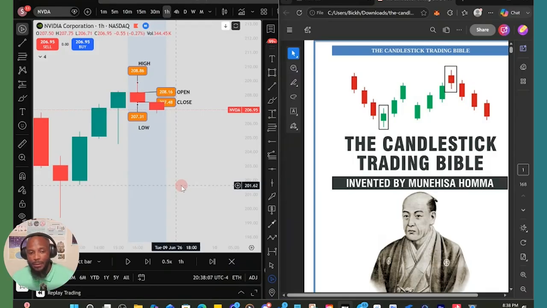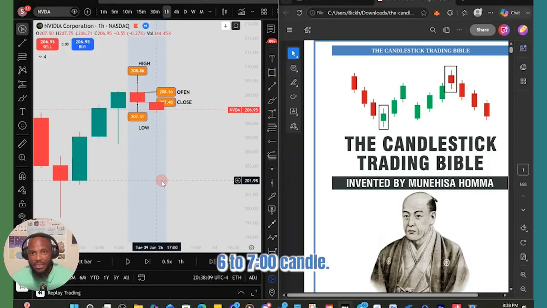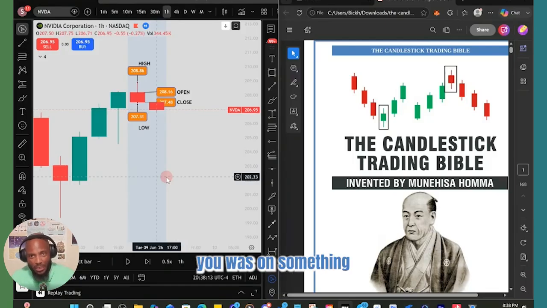Voila. 6 to 7 o'clock candle. Not big, but goddamn it, you was on something, evaluating the candle. At least you wasn't in the wrong direction.